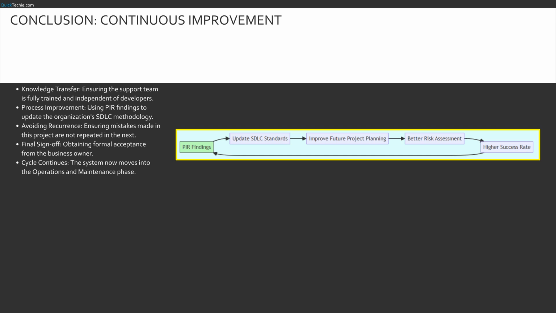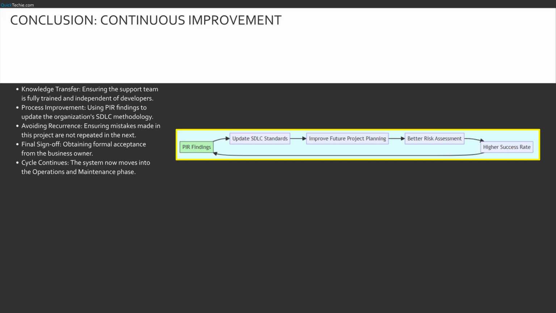We conclude by focusing on the ultimate value of the PIR, continuous improvement. The PIR is not a witch hunt. It is a learning tool. We use the findings to update the organization's SDLC manuals so we don't make the same mistakes next time. We ensure knowledge transfer is complete, that the developers have handed over the keys to the operations team.